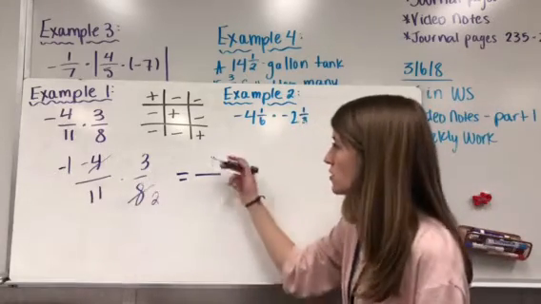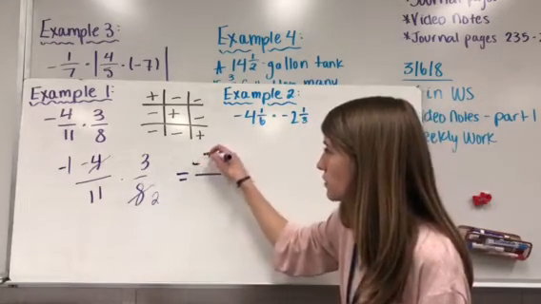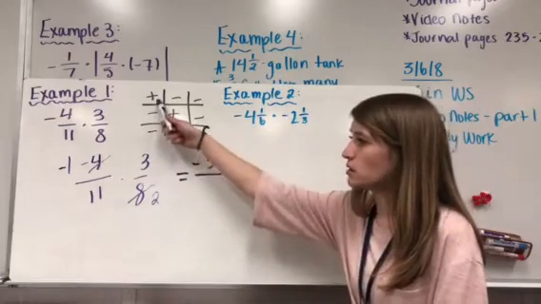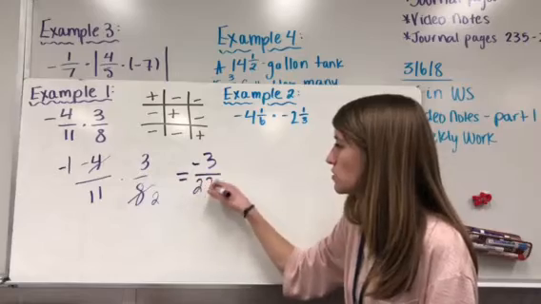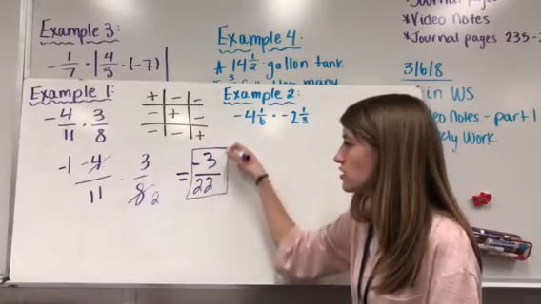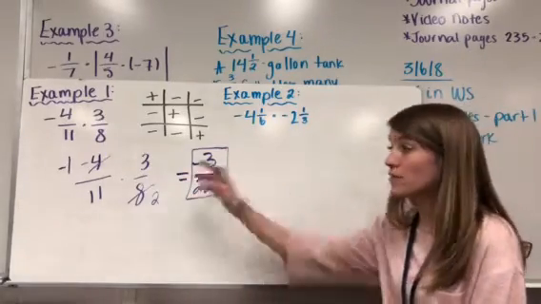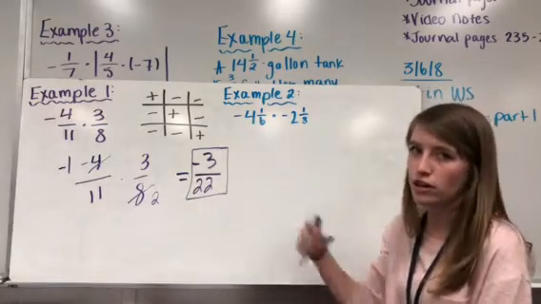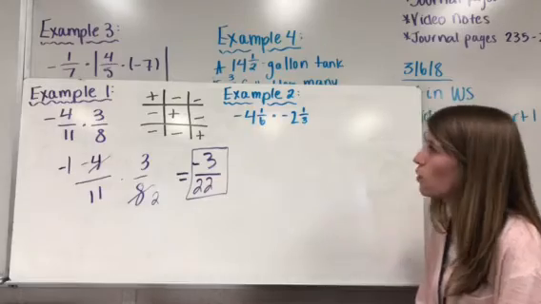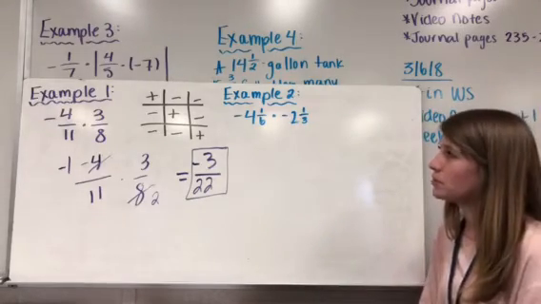Negative 1 times 3 is negative 3. 11 times 2 is 22. So my final answer there is negative 3/22. If we didn't do that simplification step, we'd have to take one more step here and divide numerator and denominator by 4.